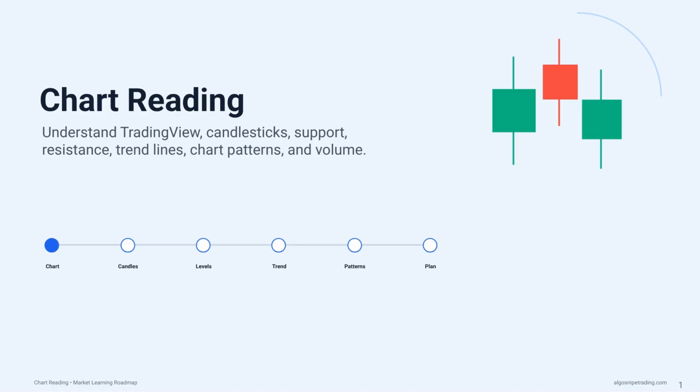After that, learn trend lines. A trend line helps you see the direction of the market. In an uptrend, price makes higher highs and higher lows. In a downtrend, price makes lower highs and lower lows.